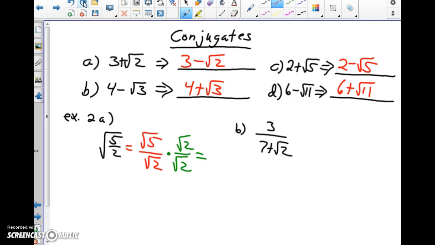Okay, so let me ask you something. What's the square root of 2 times the square root of 2? 2. It's 2. Right. Now, what's the square root of 5 times the square root of 2? It's the square root of 10. That's right. Very good. You got it. Okay, square root of 10.